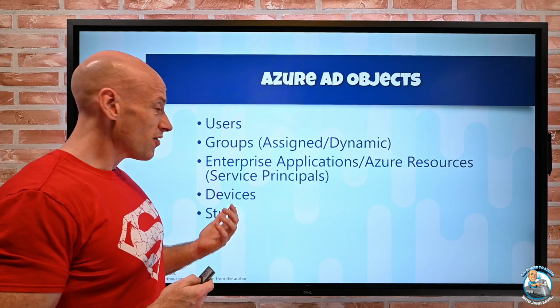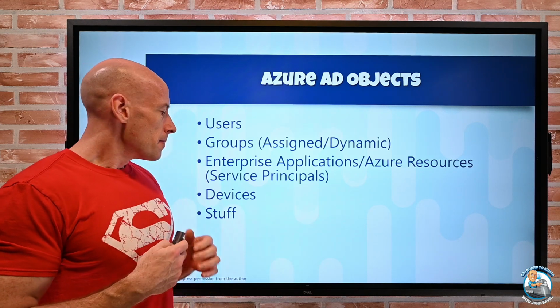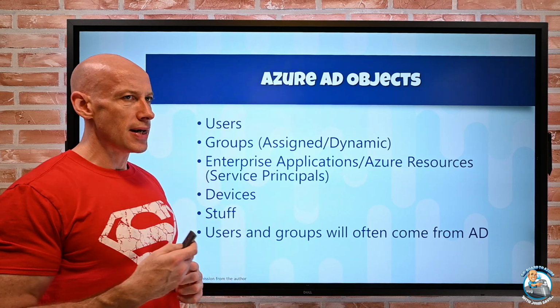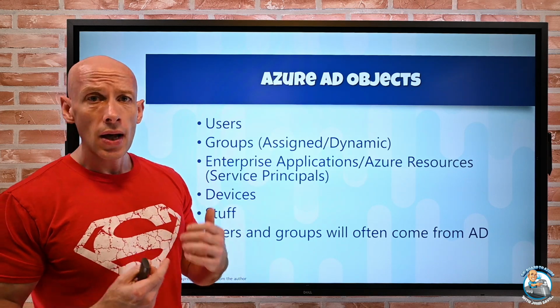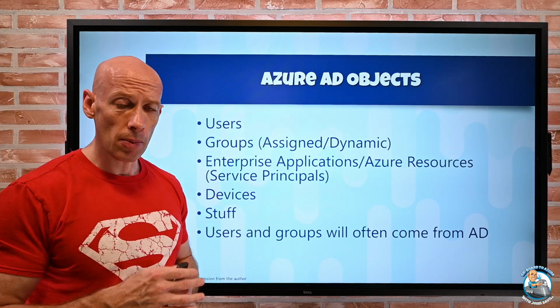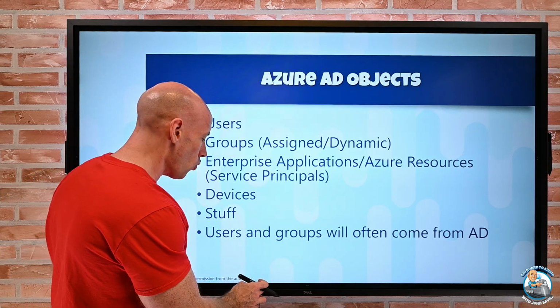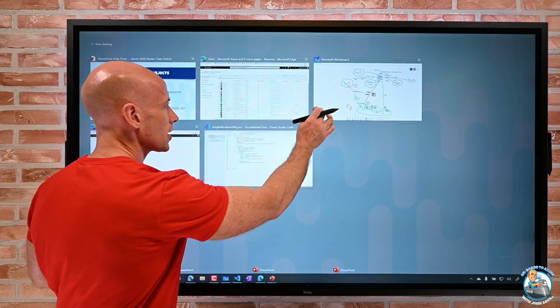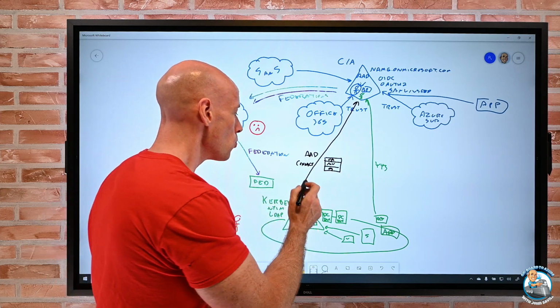Devices, other stuff, there's various types of metadata, there's all these different things. The key point is your users and groups will often come from AD, even my devices. I'm going to have a hybrid AD join, for example. Those will replicate as well. So there'll be known objects in my Azure AD. So the goal would be very rarely are we actually going to go ahead and create objects directly in Azure AD. Most of our objects will replicate.